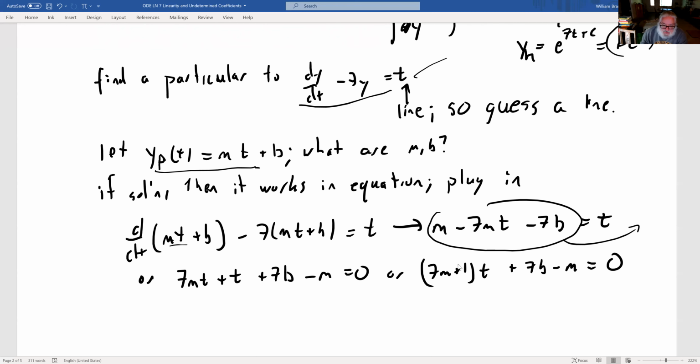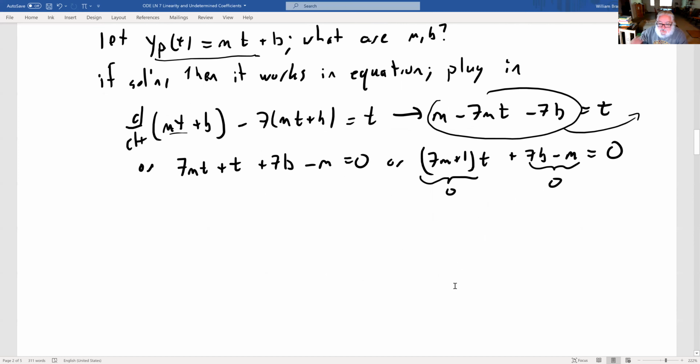So what does that tell me? If this function is equal to 0, that means this coefficient has to be 0, and that coefficient also has to be 0, because it has to be 0 for every single t you plug in, and the only way you can do that is to have the coefficients equal to 0. So that tells me that m has to be minus 1 over 7. Great, that tells me that 7b plus 1 over 7 has to equal 0, once I plug this minus 1 over 7 in for m, so b has to be minus 1 over 49.